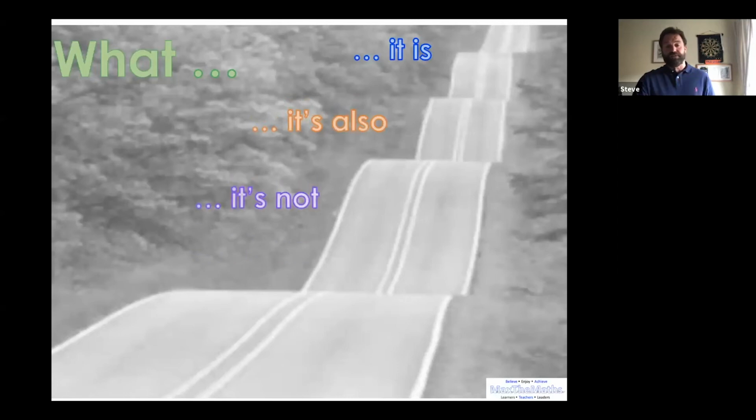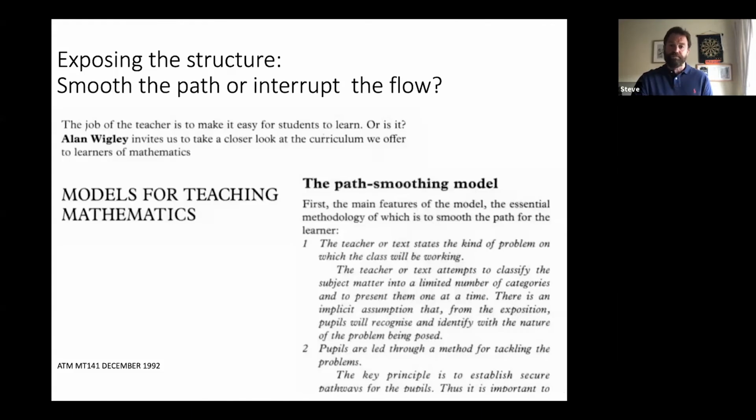And I think back to principles, it maybe explains some of the reasons why students have not been successful in the past with GCSE, with their national curriculum tests, because maybe they've had a very smooth path. And I'm saying that on purpose, because there's this article from 1992 from ATM, from Alan Wigley, which is exactly this.